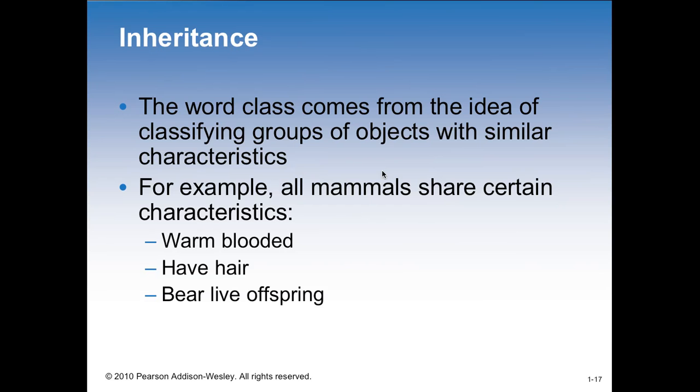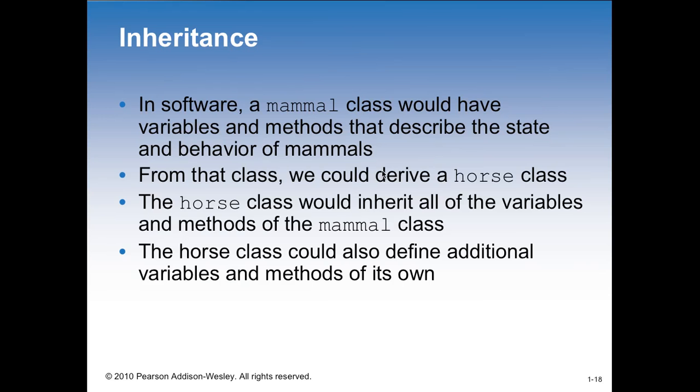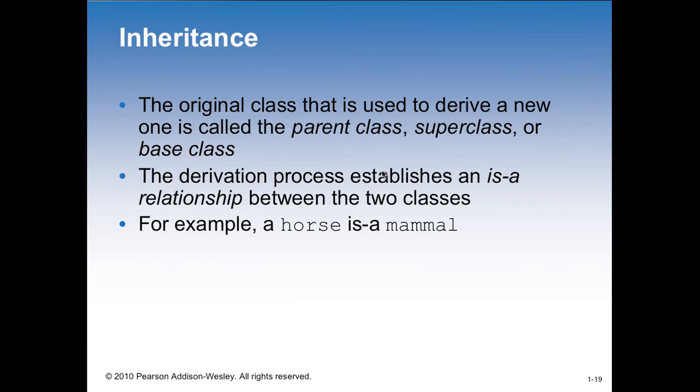For example, all mammals share certain characteristics. In our example, we're going to look at the warm-blooded. They have hair. These are mammals. They bear live offspring, usually. So, in software, a mammal class would have variables and methods that describe the state and the behaviors of the mammals. And from that class, we can derive a horse class, as an example. A horse class would inherit all the variables of a mammal class, but then they would add a tail and strong legs and other characteristics. It could also define additional variables of its own that makes it unique to a horse.